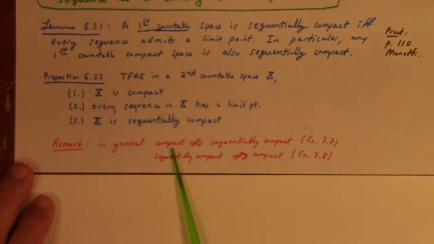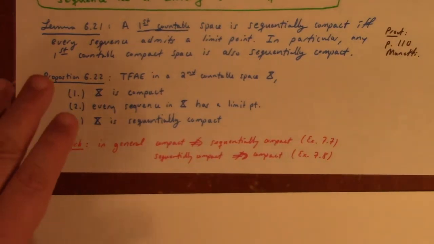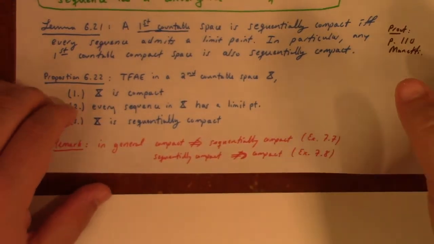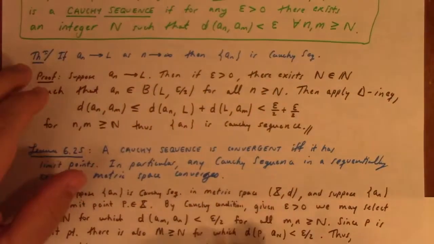Here, I mean compact in the topological sense, right? Whereas sequentially compact is really compact in the sense of a typical analysis course. So that brings us to section 6.3, which is on Cauchy sequences.